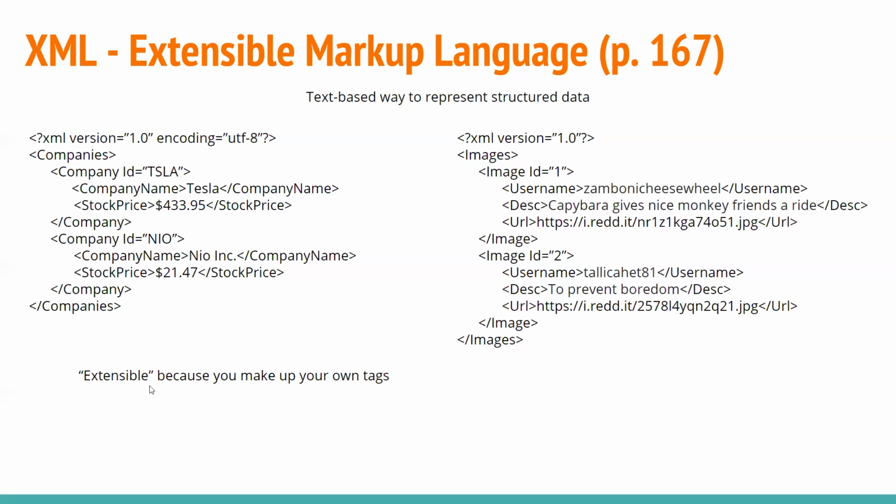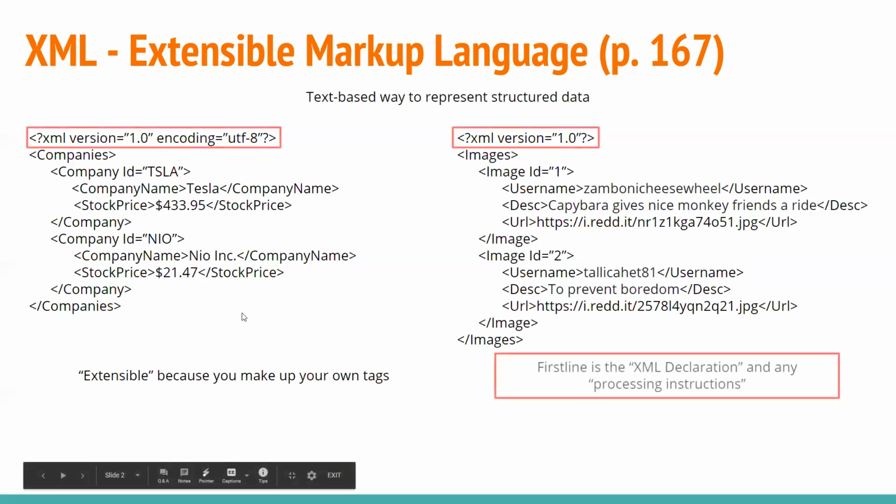This is called extensible markup language. Extensible means able to be extended. The reason it's called that is because you can make up your own tags. You can make whatever thing you want. Any tag you want, you can just make in XML. You can just make up a tag and it'll work. So that's why it's called extensible.